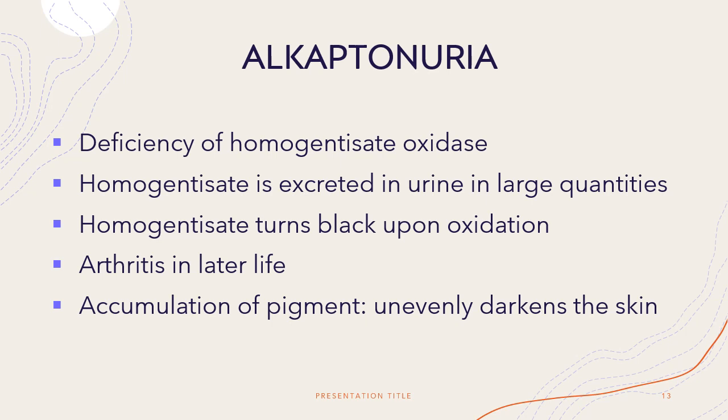Upon oxidation, urine that has homogentisate turns black. Accordingly, the black urine appears to be benign, but alkaptonuria is not innocuous.